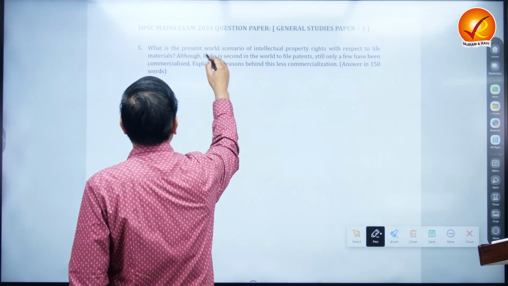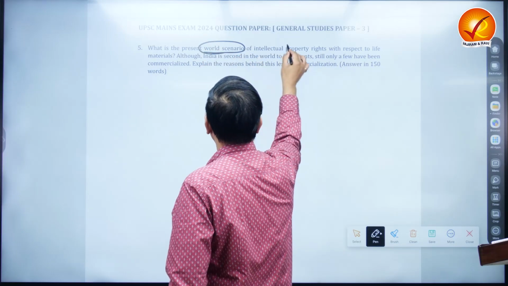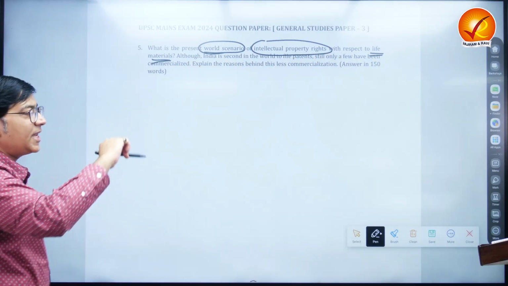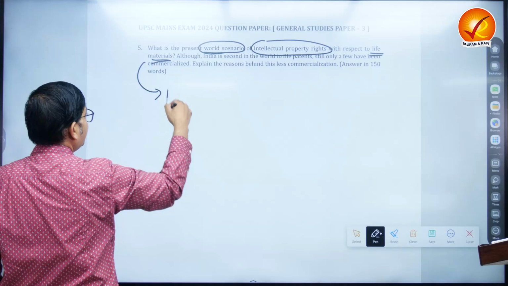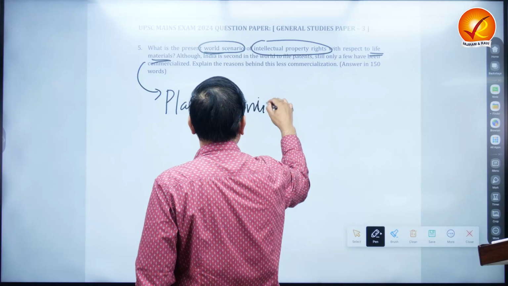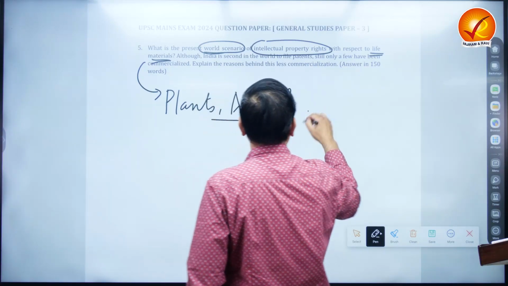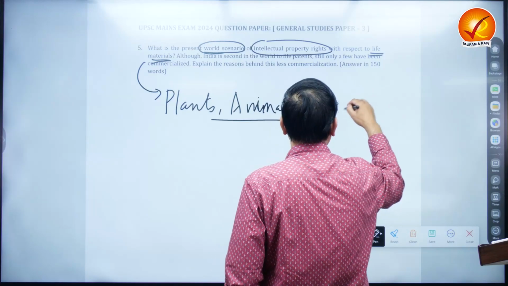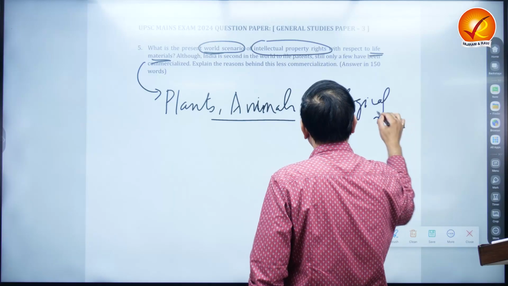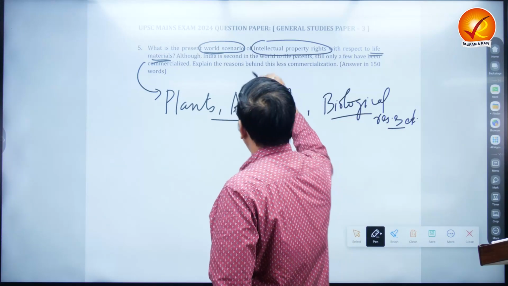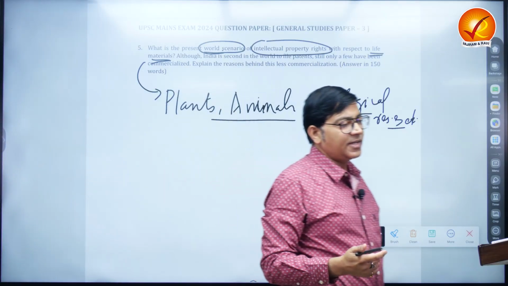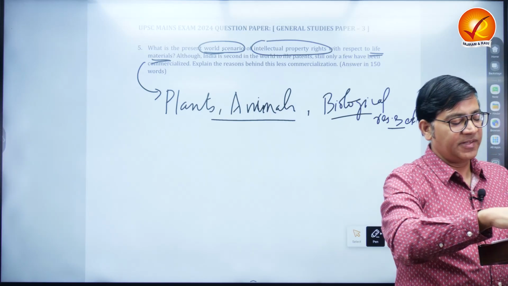So again, I identify the keywords: world scenario on the IPRs with respect to life materials. Basically, life materials that they are talking about are plants, animals, etc., even biotechnology related or biological resources. Now, what is the world scenario? Basically, they are asking under what convention or agreement, etc., these things are being taken care of in the present time in the world.